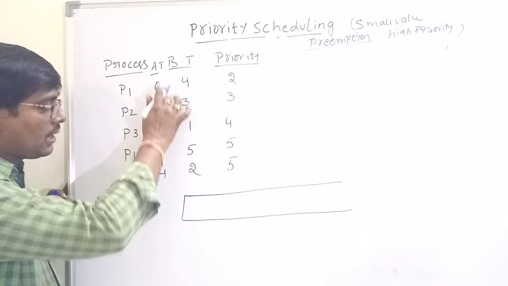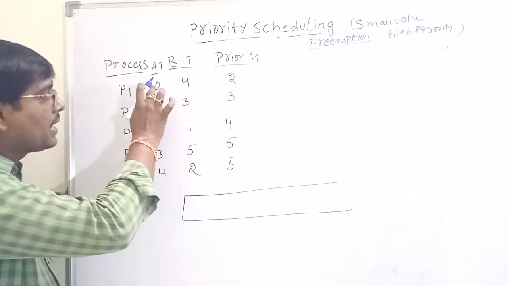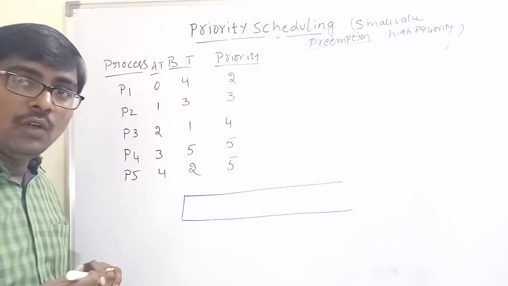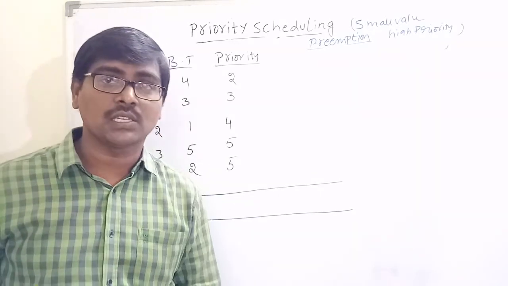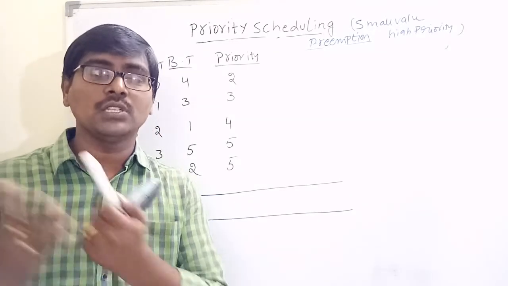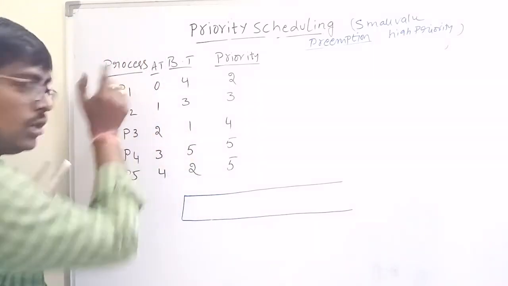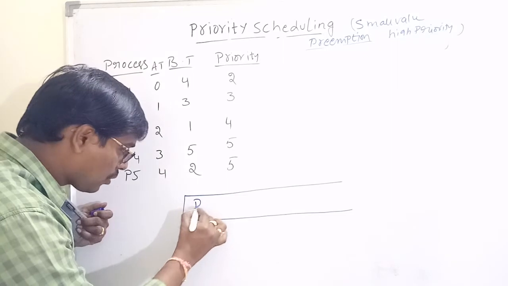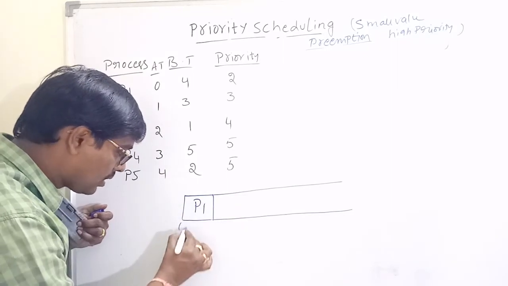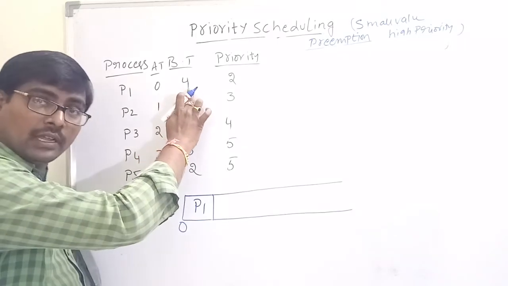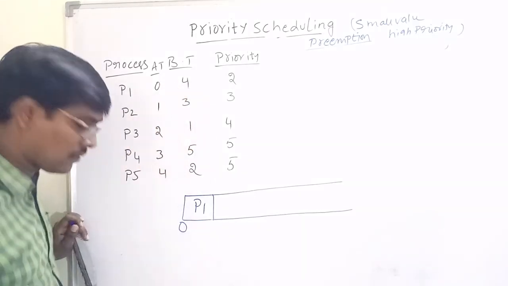First, what is the starting arrival time? Arrival time 0. So at time 0, we have only one process in the system. If you have only one process, no need to check the priority. Simply allocate the CPU to that particular process. So process P1 at time 0. What is the maximum required? It requires a maximum of 4 units of time.